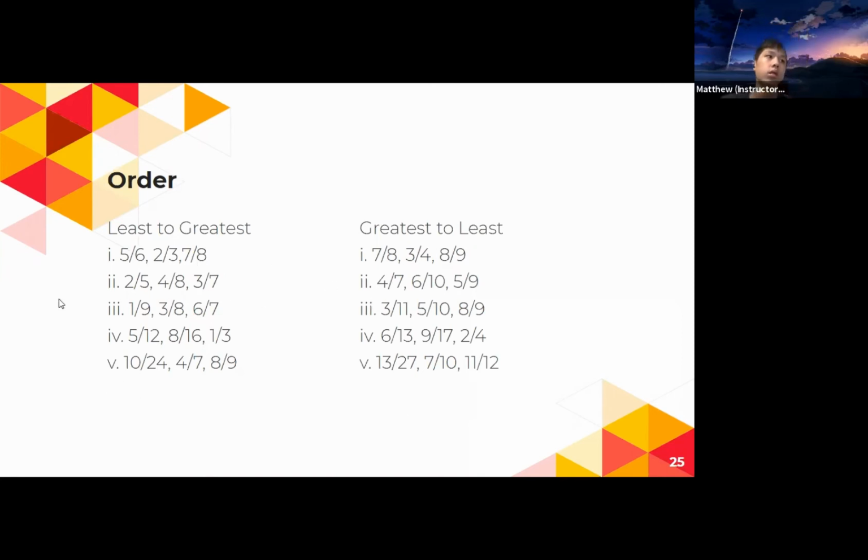So this one, the order would be, well, which one's bigger? 2 over 5 or 4 over 8. This is 1/2, which is less than 1/2, so this one's greater. So let's look at these two. So 14 and 15. So this one is slightly greater than this one. So from least to greatest, the answer would be 2/5, 3/7, and 4/8. Now what about the third question?